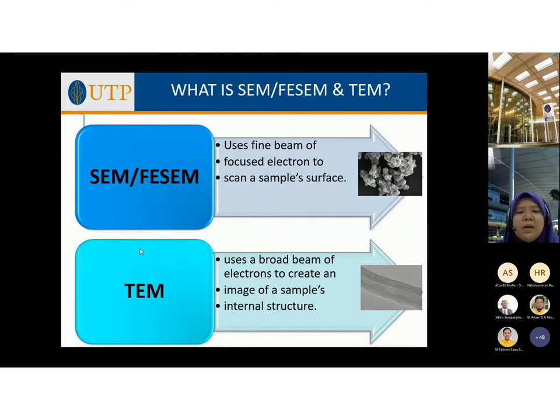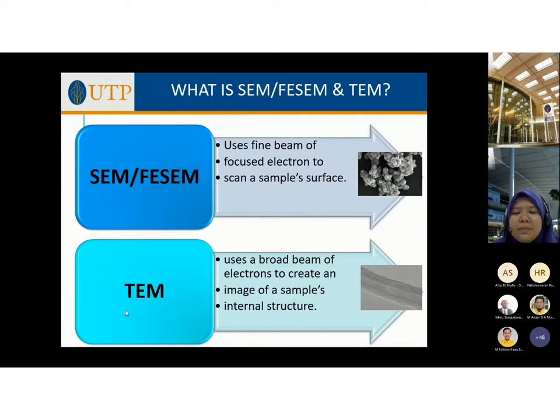On the other hand, TEM uses a broad beam of electrons to create an image of the internal structure of the sample. So basically, if you would like to know the particle size, you can use both SEM and FESEM as well as TEM. Maybe later Encik Anwar will show an example of an image, so you can see more clearly how we can measure the particle size.